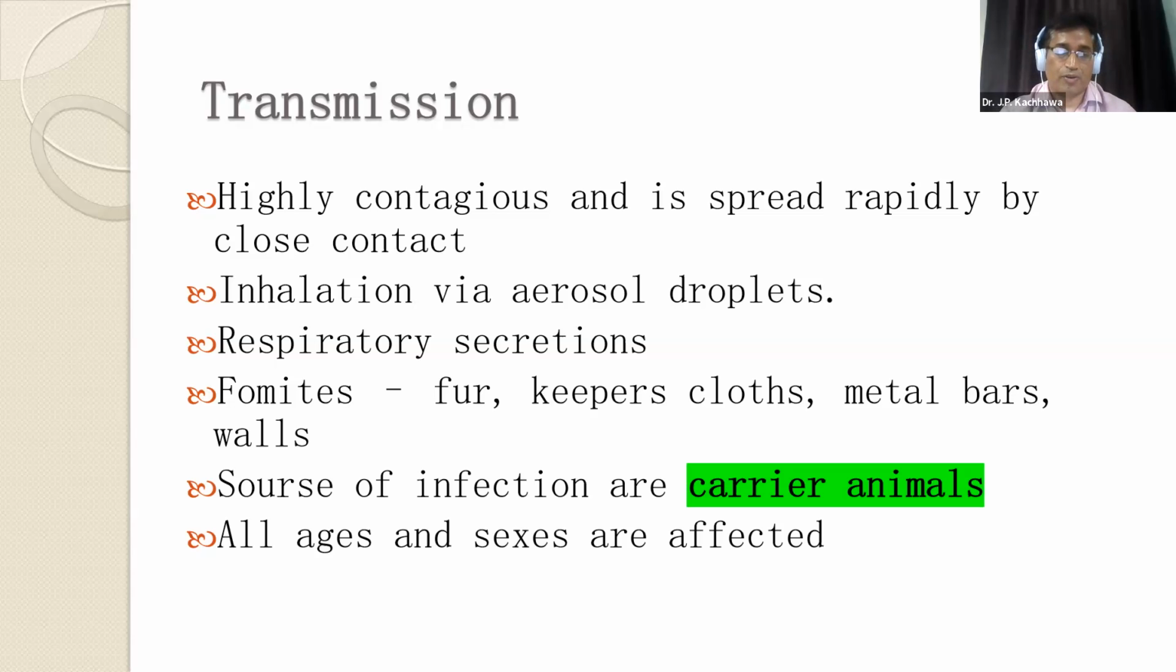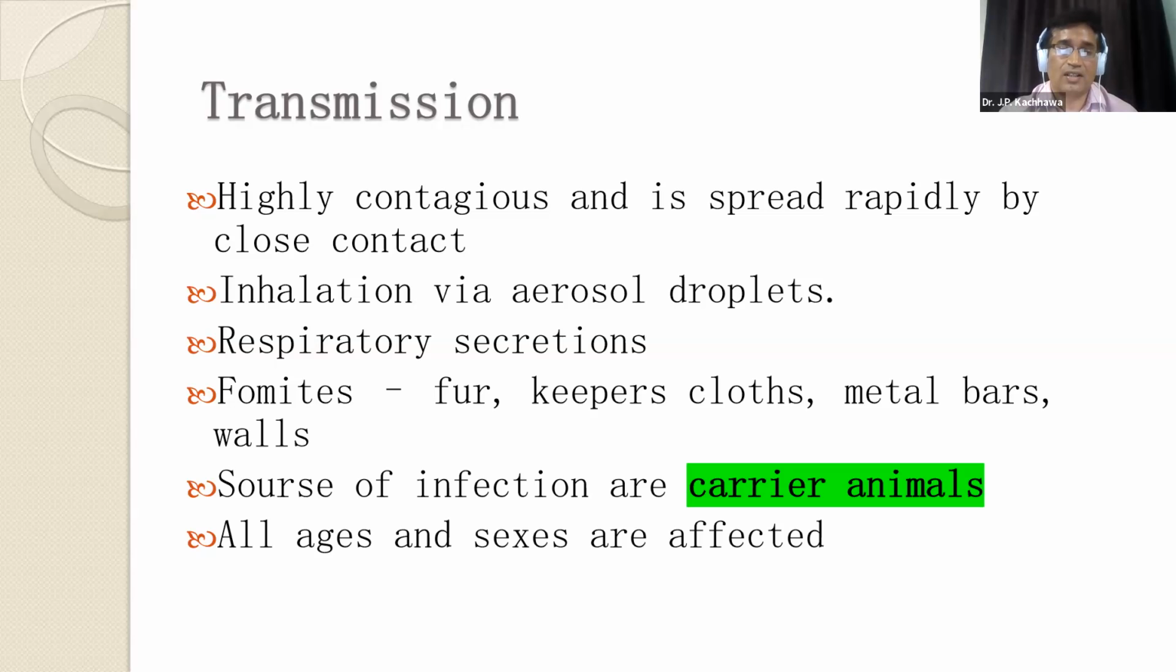The fomites also have a way of transmission. Fomites like fur, hairs, the handler's clothes, handler's hands, metal bars, walls, and premises where the animals are being kept can be infected with the secretion of infected animals, and when healthy animals come in contact with these secretions, they can get the infection.